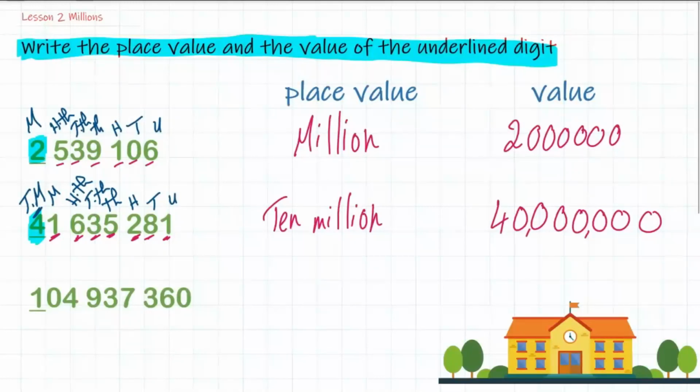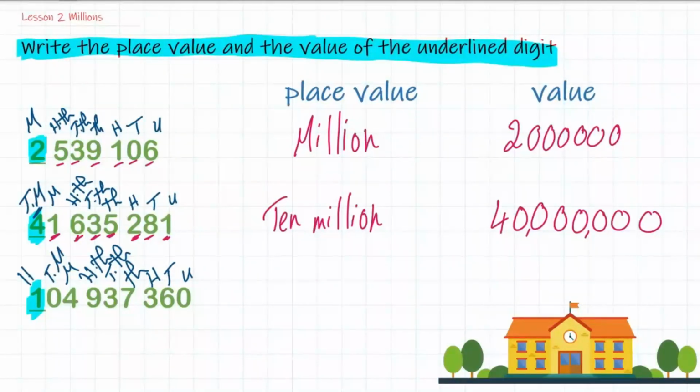Okay, let's move to the next number. We have here the underlined digit is 1. Let's see the place value of 1 here. Let's start with units, tens, 100, 1000, 10,000, 100,000, million, 10 million, 100 million. So we have 100 million here.